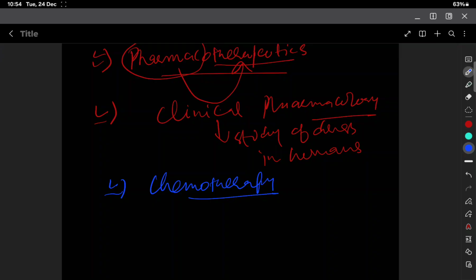Then there is one more thing, which is toxicology. It is the study of toxic effects or poisonous effects of the drugs. That is called toxicology. So that is also an important term which is used.